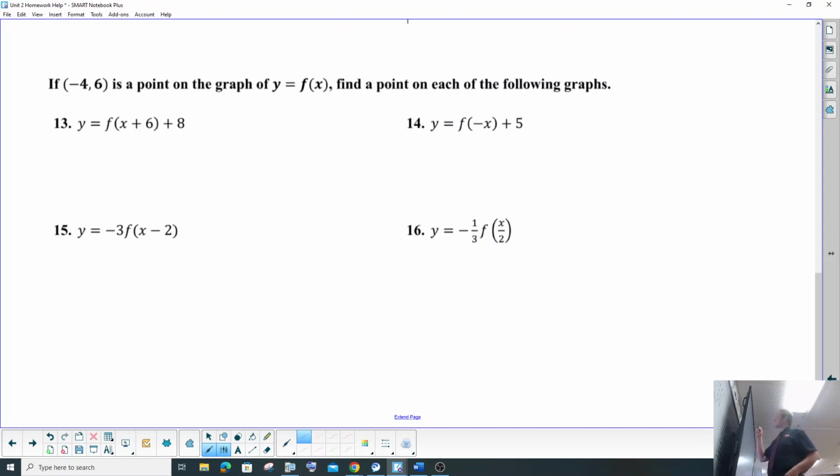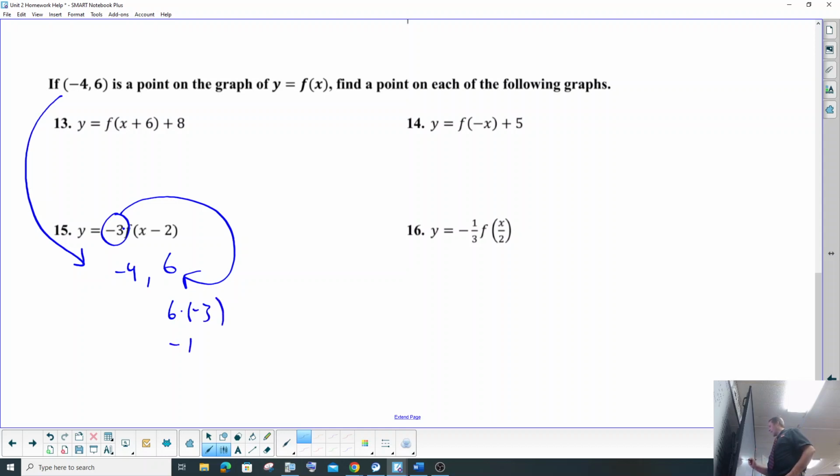So 15 is actually like this. You take our negative 4, 6, and if it's outside, remember if it's outside, then we take that negative 3 that's being timesed, and we multiply it to the y value. So 6 times negative 3 is a negative 18, not a positive 18, a negative 18. And then what about our x value? It's inside the parentheses, so that means x value. It also means opposite. So x minus 2 is actually going to be right 2, so it's going to be plus 2. And so that gives us a negative 2. So negative 2, negative 18.